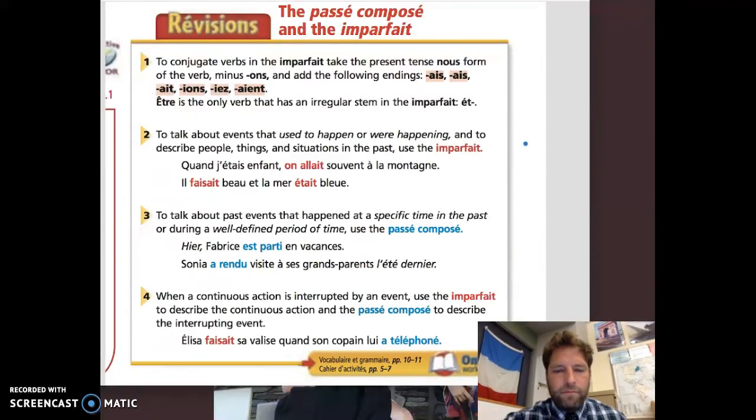And there you go. Passé composé, imparfait, how to form the imparfait, and when to use the imparfait, and when to use the passé composé versus the imparfait in each situation.